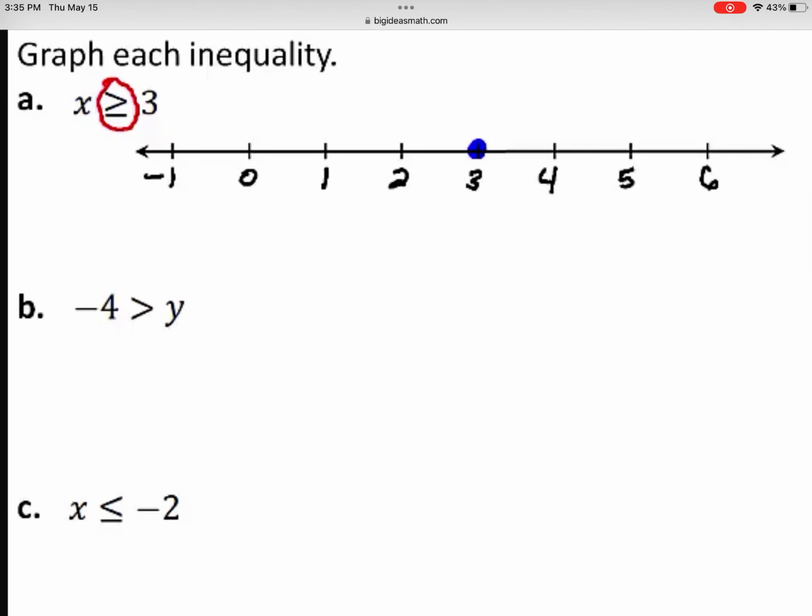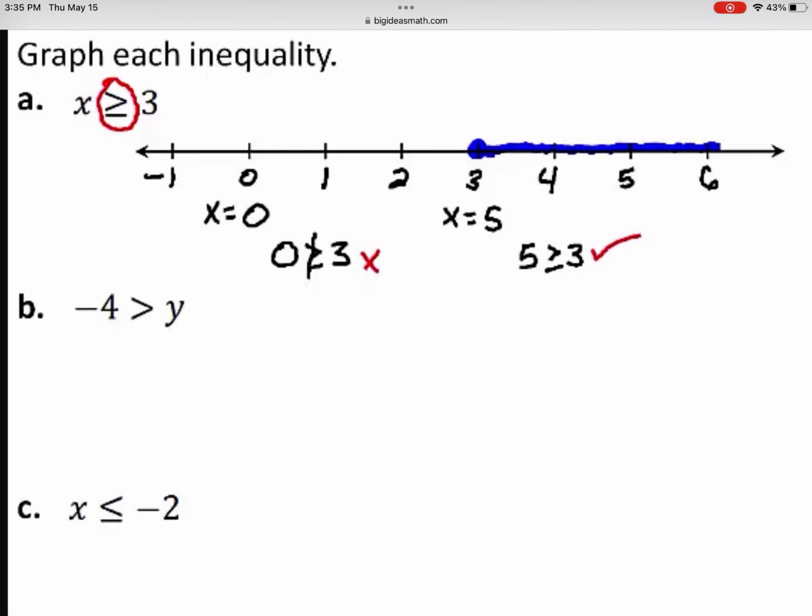Now you want to test a number to the left of 3 on the number line, such as x equals 0. To test x equals 0, substitute 0 for x in the inequality. Because 0 is not greater than or equal to 3, x equals 0 is not a solution. Now test a number to the right of 3, such as x equals 5. To test x equals 5, substitute 5 for x in the inequality. Because 5 is greater than or equal to 3 is a true statement, x equals 5 is a solution, so shade the number line to the right of 3.